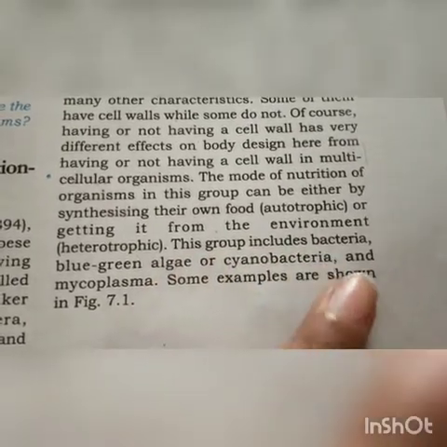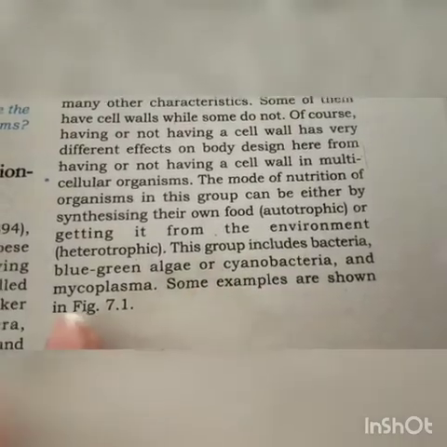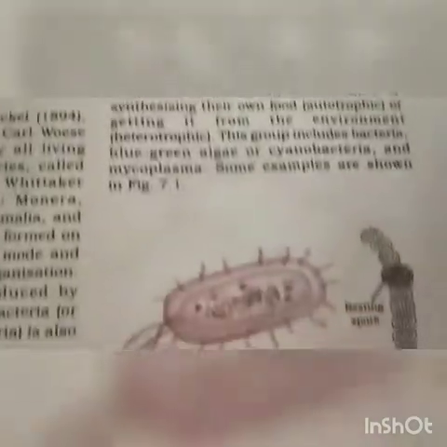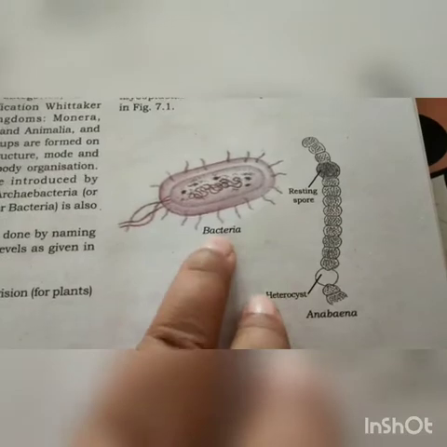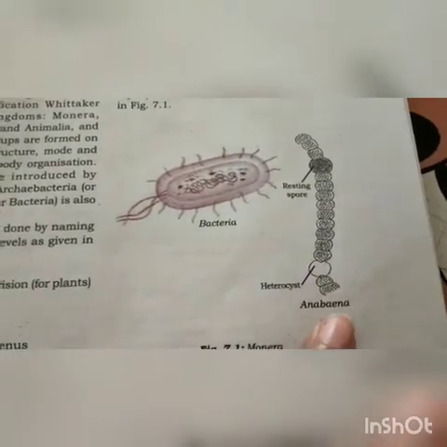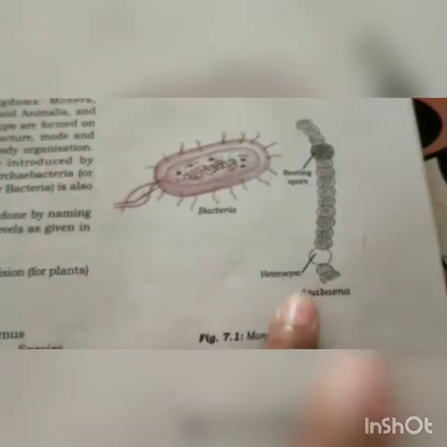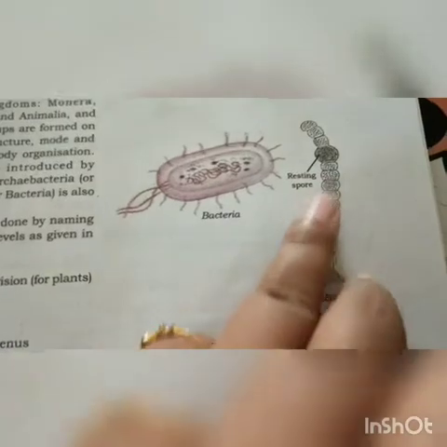This group includes bacteria, blue-green algae or cyanobacteria, and mycoplasma. Some examples are shown in the figure. Look, here are some examples of Monera. This is a bacteria. This is an Anabaena. This is also a Monera organism. Resting spores are here.